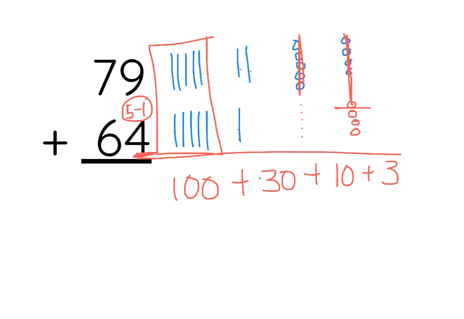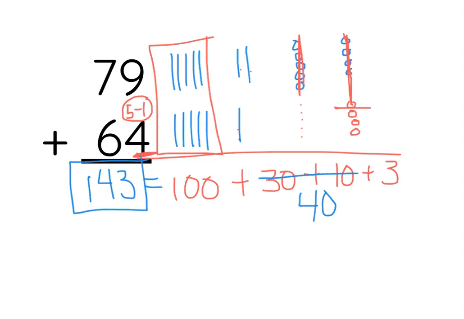So combine our like terms, which is the 40, 100 plus 40 plus 3 equals 143.